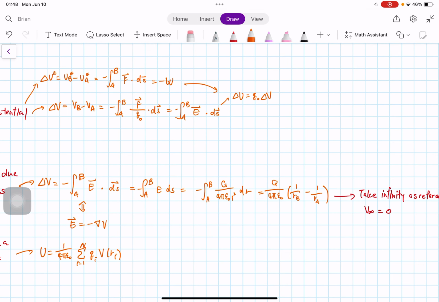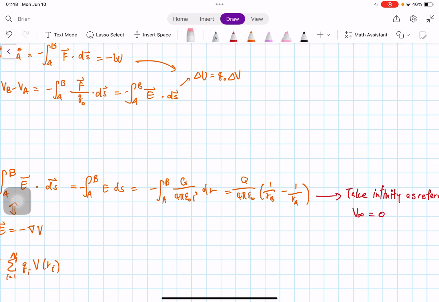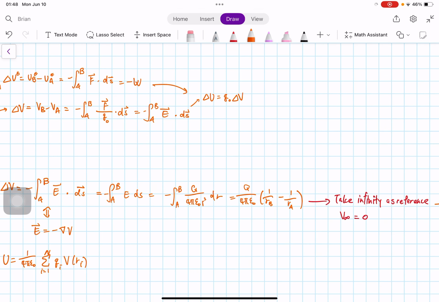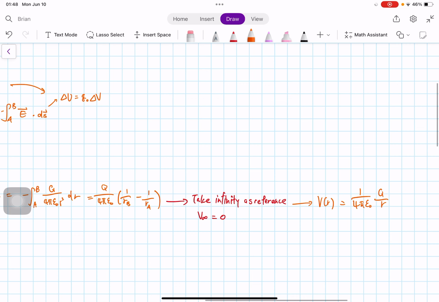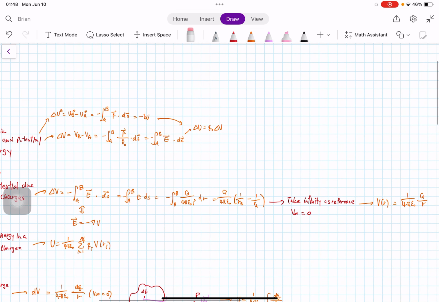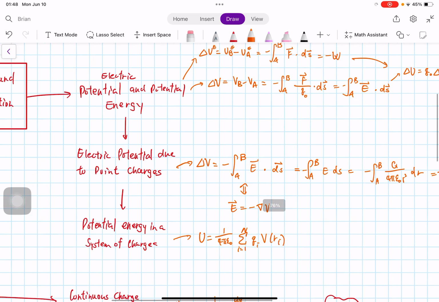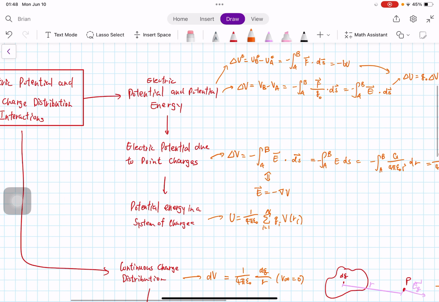And when we take infinity as the reference point, so if we take infinity as point A, then this term would be equal to 0. So the potential would basically equal this form, which is way nicer. Note that the E field is also equal to the negative of the gradient of the potential, and this is very useful when we're doing calculations with continuous charge and evaluating the equipotential map.